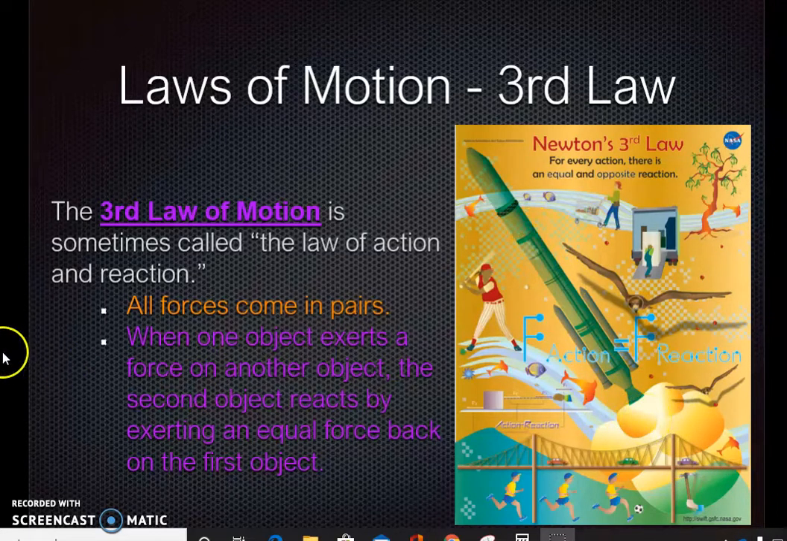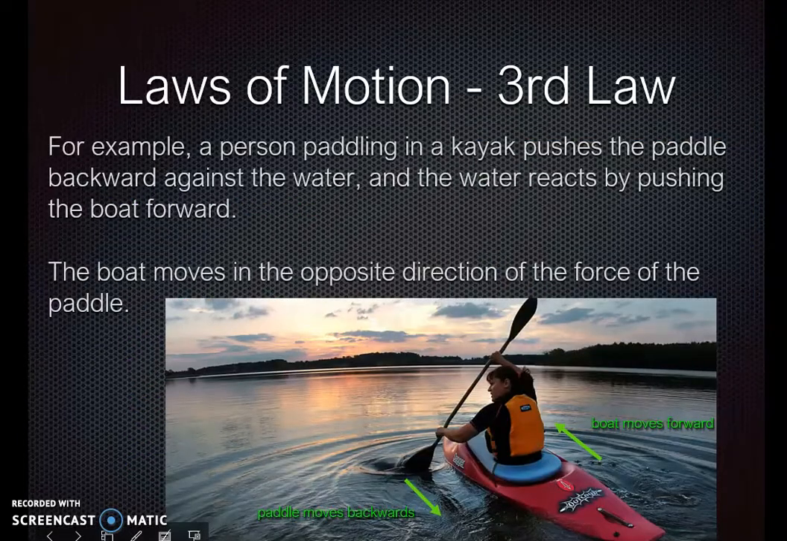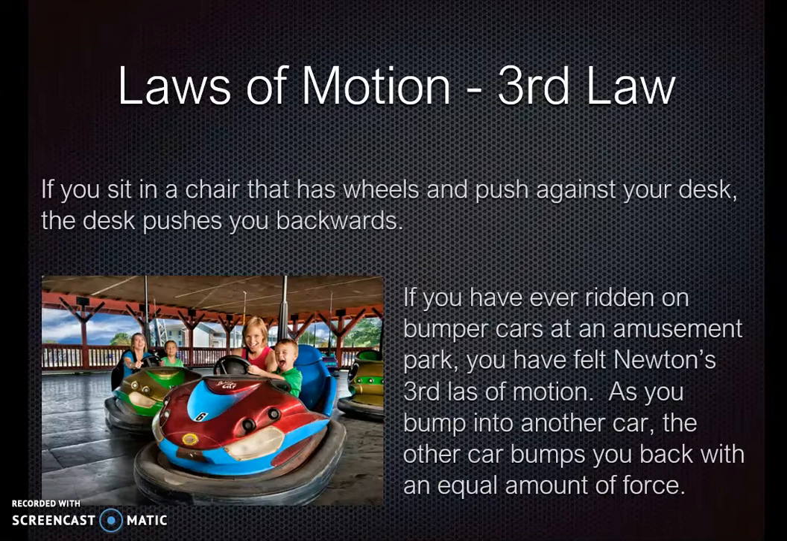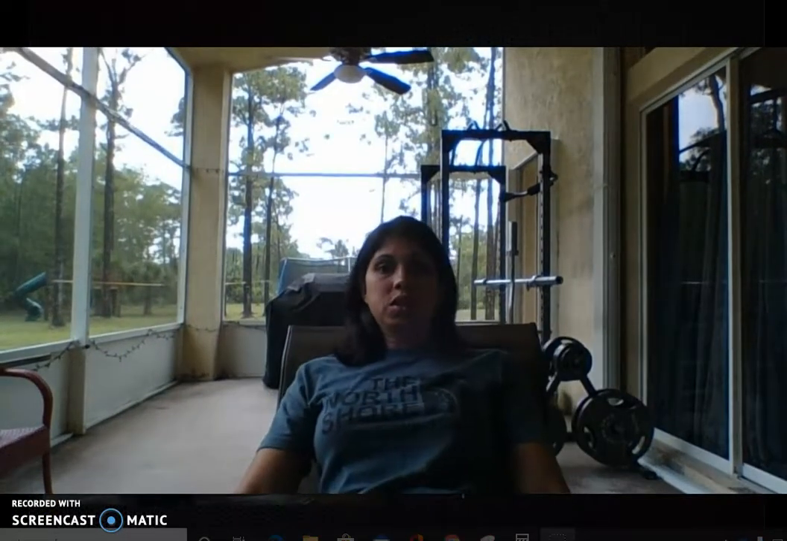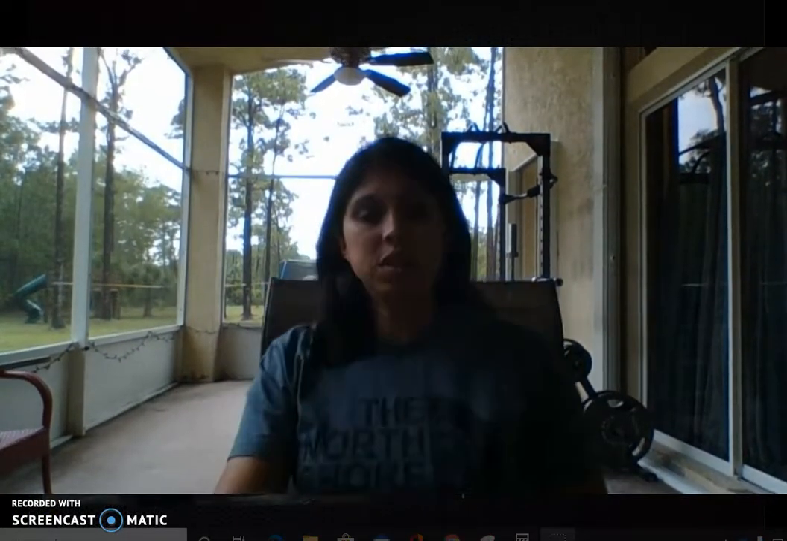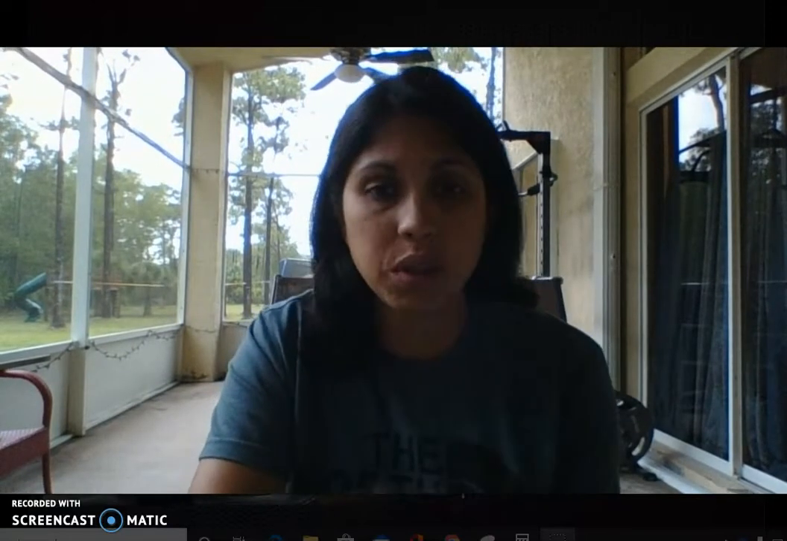All right, let's look at our next example. So we talked about paddling backwards in order to move the boat forward. Also, if I sit in a chair that has wheels on it and I push against my desk, like my rolling chair, it's going to send me backwards. This is where I would normally sit in my rolling chair and push it backwards or push forward so I can go backwards, just to kind of give you an example, but you get the point.